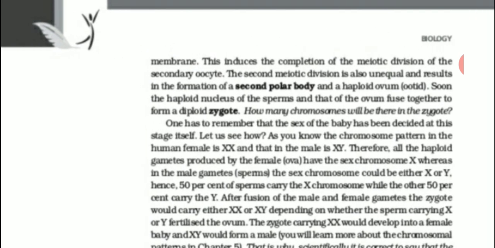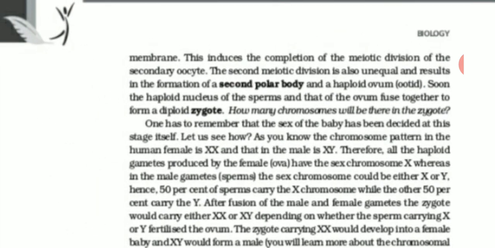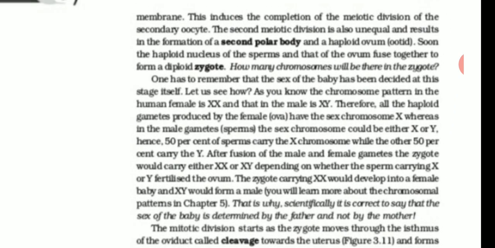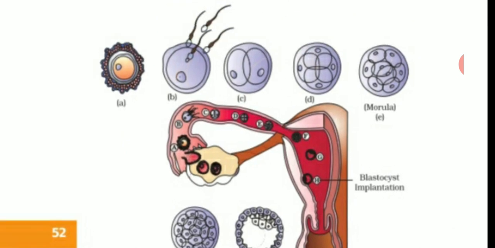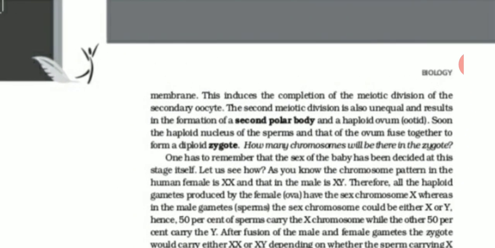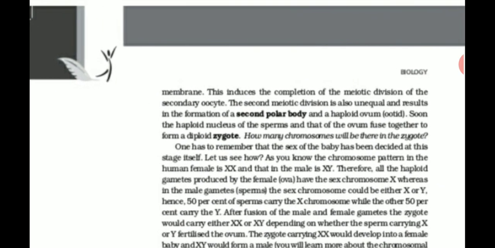This induces the completion of the meiotic division of the secondary oocyte. The second meiotic division also results in the formation of a second polar body and a haploid ovum. Soon the haploid nucleus of the sperm and that of the ovum fuse together to form a diploid zygote. ठीक है. तो haploid number is half number of chromosomes.